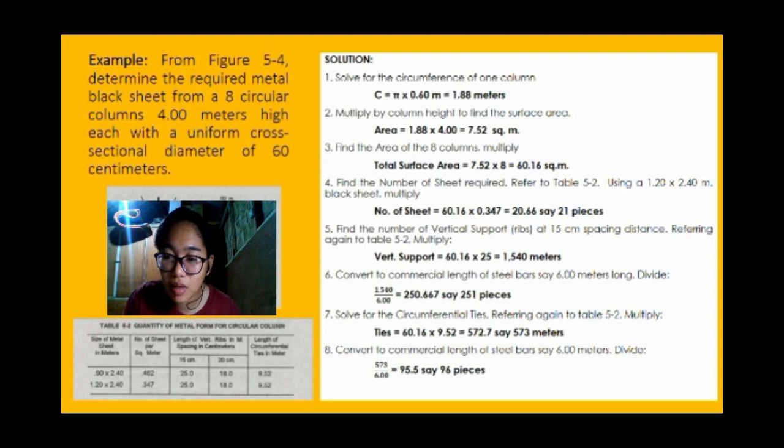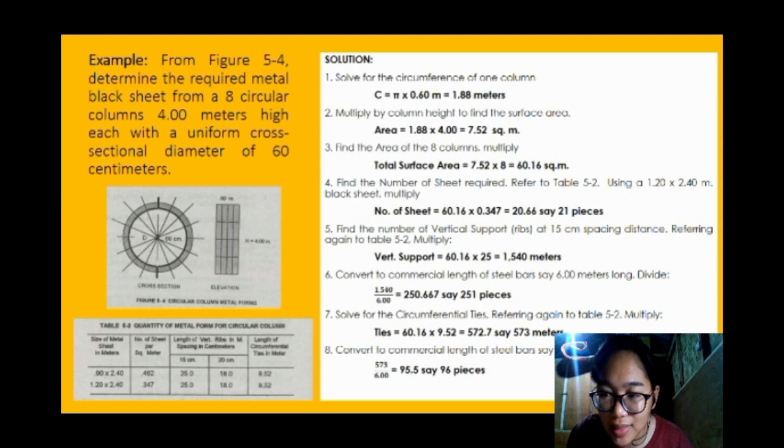So, after that, we must find the number of vertical ribs at 15 centimeters spacing distance. Nga mag-refer yapon ta sa table 5.2. So, vertical support is equal to 60.16 times 25, which is equal to 1,540 meters. So, convert to the commercial length of steel bars, say 6 meters long. So we will divide 1,540 over 6 meters. So we will have 250.667, which is rounded off into 251 pieces.